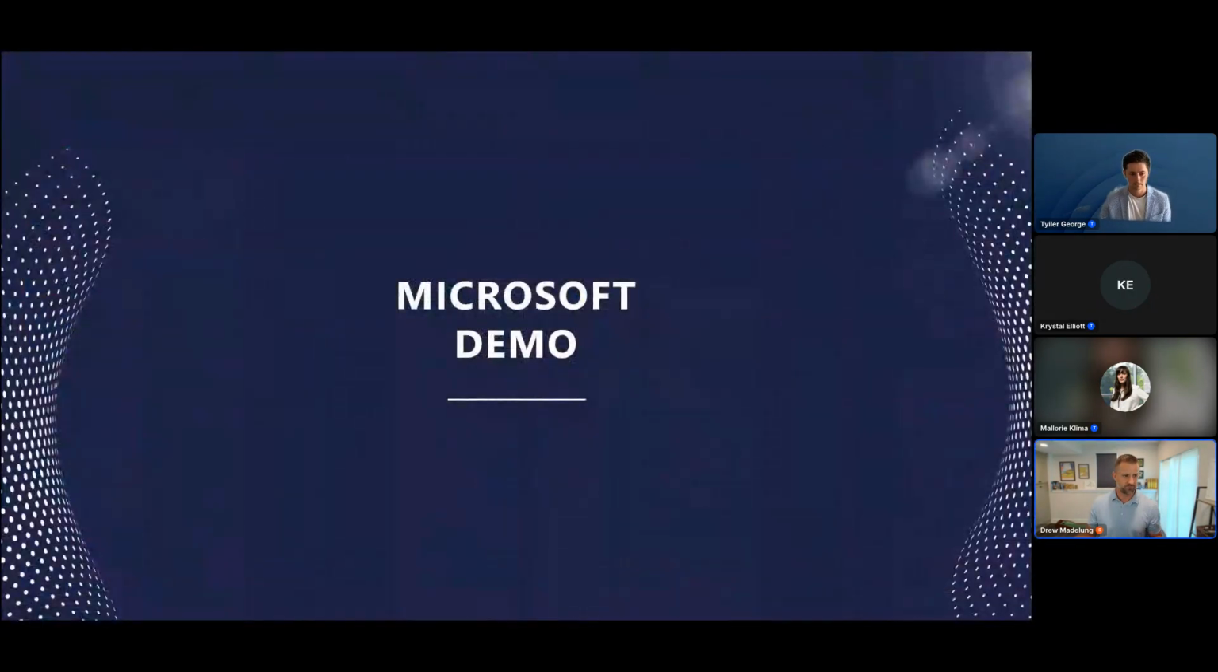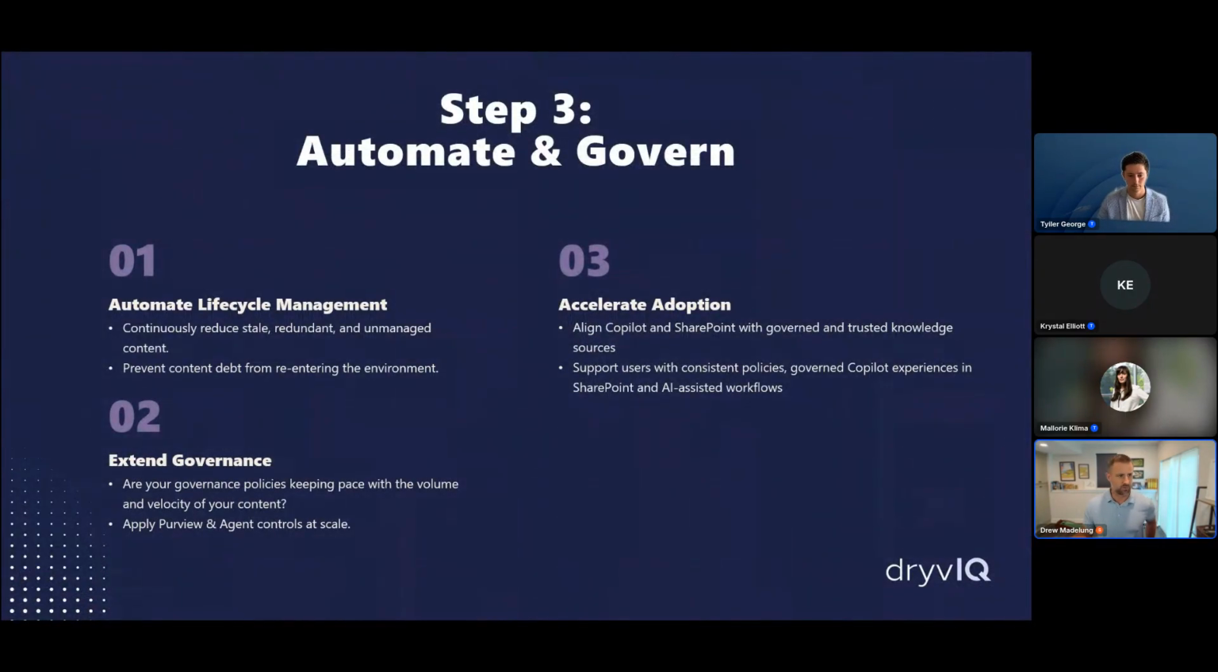All right, step 3, Tyler, what do we got? The last step is to sustain. And this is where we make sure that all the gains from those first 2 phases are going to last. Because of course, without governance, your content debt is going to return. The environment is going to drift again, and your Copilot outcomes will start to degrade.